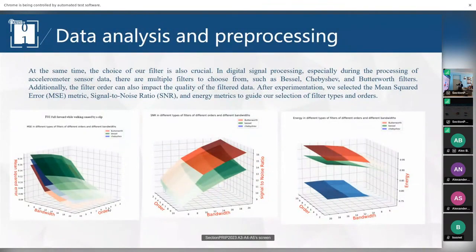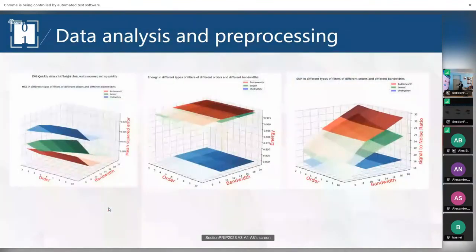In this picture, I compared three filters: Butterworth, Bessel, and Chebyshev. We can see Butterworth is always the best, Bessel second, and Chebyshev shows ripple from the loop. So I chose Butterworth as our study filter. Then I use the MFCC and energy ratio to judge our selection of filter type and order. I stored the results.